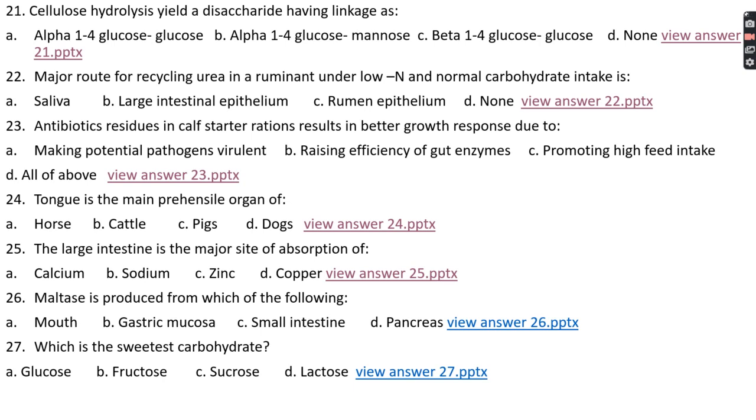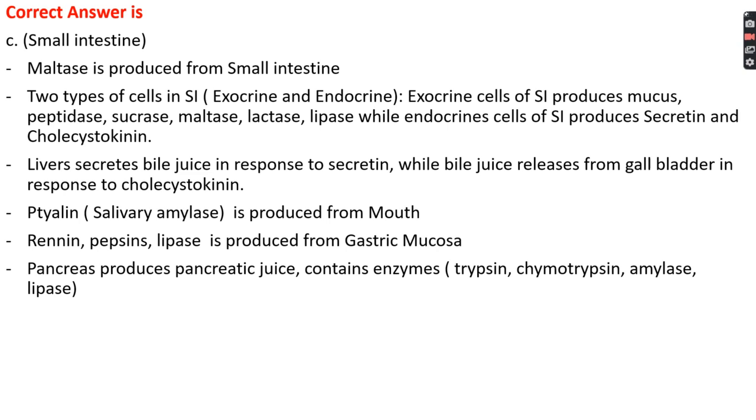Question number 26. Maltase is produced from which of the following? Option A, mouth, option B, gastric mucosa, option C, small intestine, option D, pancreas. The right answer is small intestine. Maltase is produced from small intestine. Similarly, two types of cells are present in small intestine, exocrine and endocrine cells. Exocrine cells of small intestine produce mucus, peptidase, sucrase, maltase, lactase, lipase, while endocrine cells of small intestine produce secretin and cholecystokinin. Liver secretes bile juice in response to secretin, while bile juice is released from gallbladder in response to cholecystokinin.